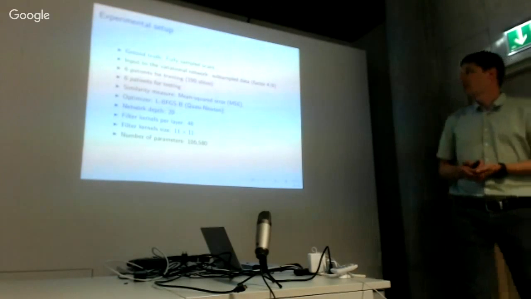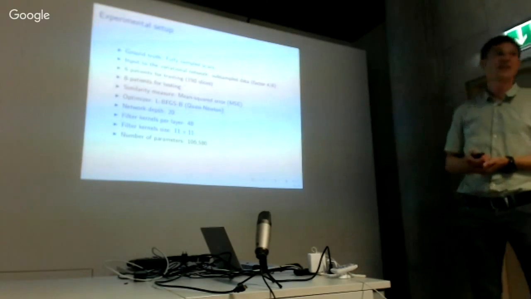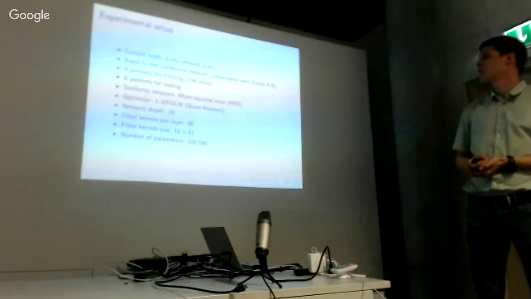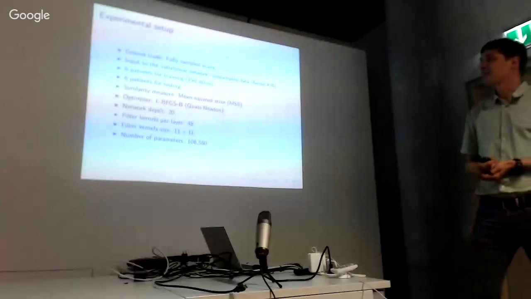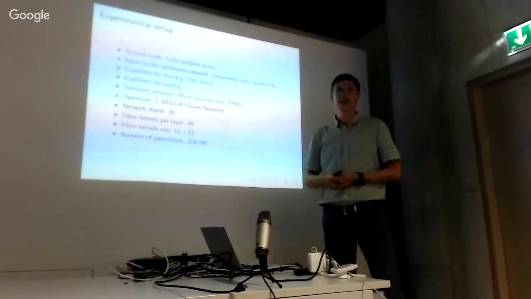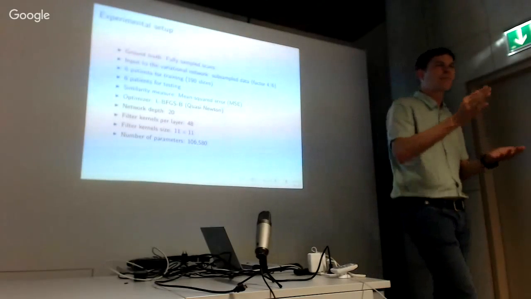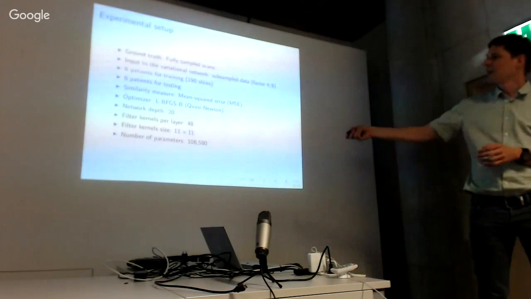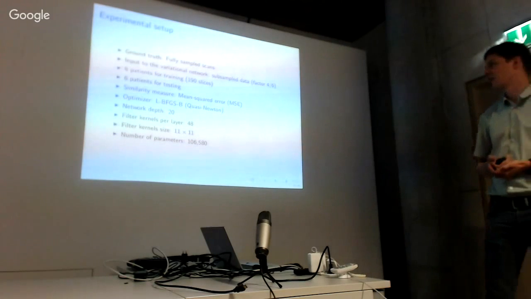So for training, we have 6 patients. That gives us 190 slices, and for testing, we also have 6 patients. The number of gradient descent steps is a little bit larger than in the case of denoising. We use 20 steps. We have 48 filter kernels per step, and the filter kernels are also a bit larger, 11 times 11. So altogether, it's 106,000 parameters we need to learn.